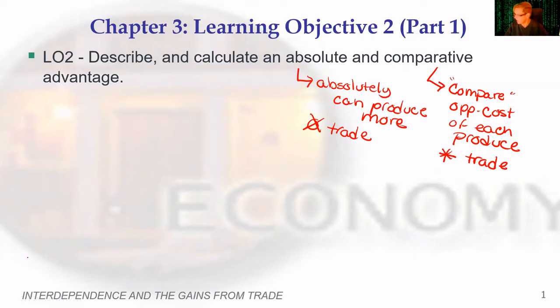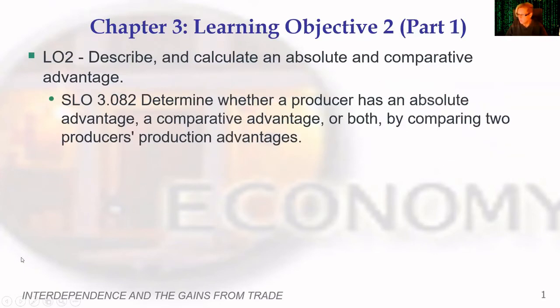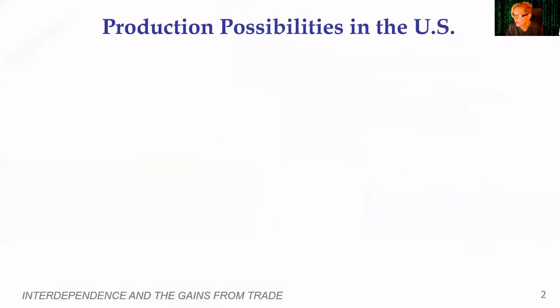All right, so we're going to determine whether a producer has an absolute and a comparative advantage and take a look at how we do this. And again, we're going to use two separate objectives here to accomplish this, two lectures really. So let's start with the first one.